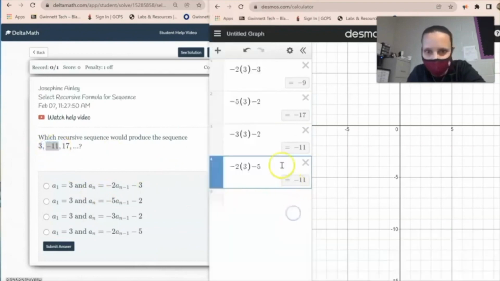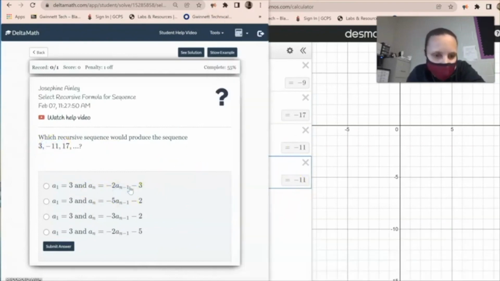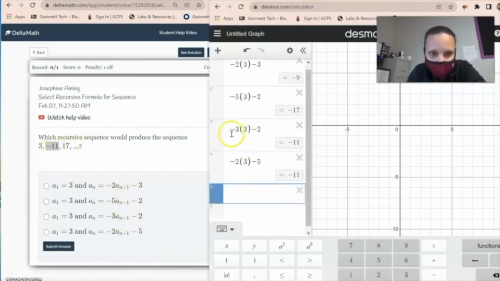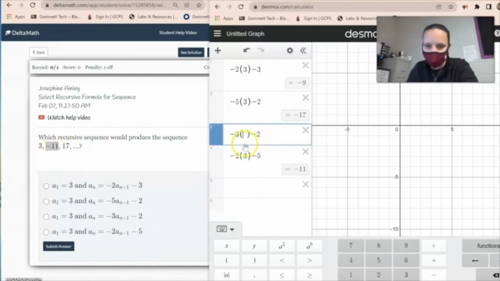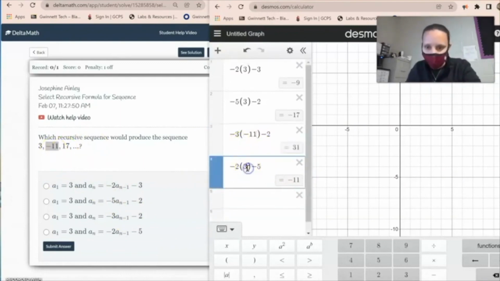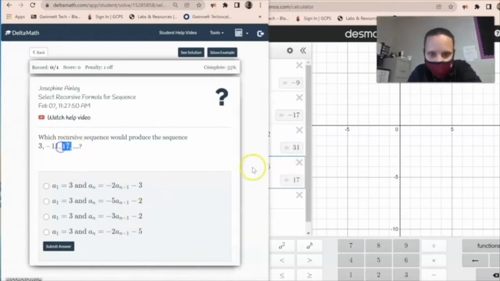Which one of that gives me that? So these last two. So now I'm looking at these two. When I put in the term, so now I'm on A2, right? A2 is now negative 11. So when I put in that term and do this to it, do I get 17? So now when I put in the next term, which is negative 11, so right here, because these are the only two that are working so far. So negative 11 and negative 11. Do I get the next one, which is 17? Only on the last equation.